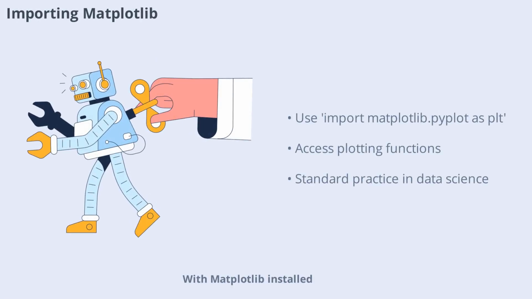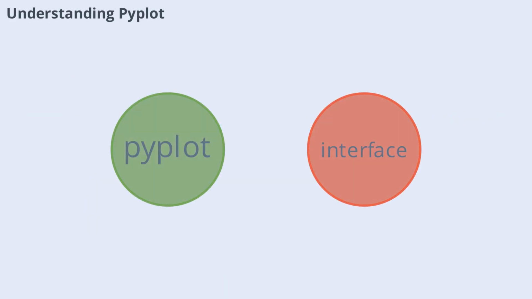With Matplotlib installed, the next step is importing it into your Python environment. The most common way is to import the pyplot module as plt, using the line import matplotlib.pyplot as plt. This gives you access to a wide range of plotting functions and customization options. By following this convention, your code stays consistent and easy to read, especially when collaborating with others in the data science community. Pyplot is the heart of Matplotlib's interface.